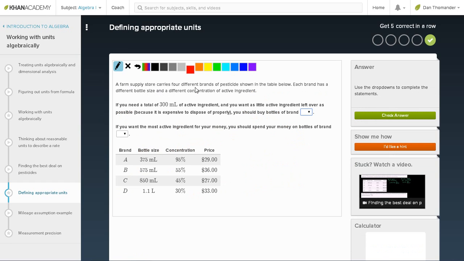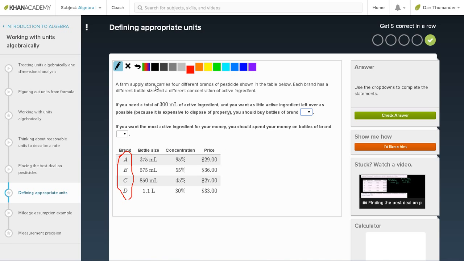A farm supply store carries 4 different brands of pesticides shown in the table below. Each brand has a different bottle size and a different concentration of active ingredient. Okay, this is pretty good. We're reading a table here. We have 4 brands, right? So I have brand A, B, C, and D. They each have a different bottle size and a different concentration level, right? And then over here is their price. So that's the information that we've got here.